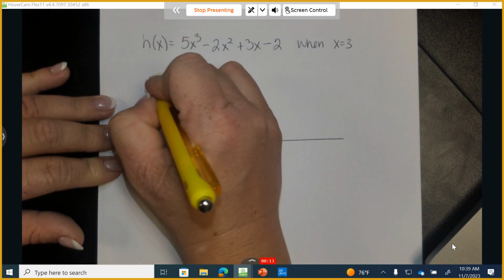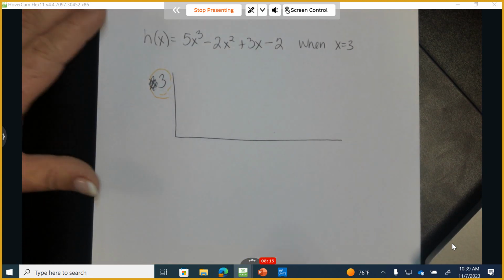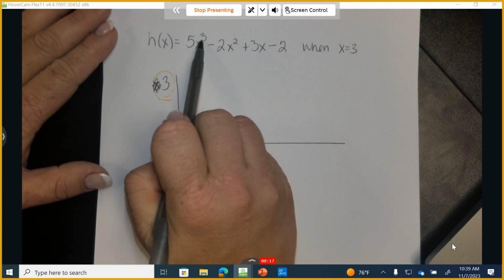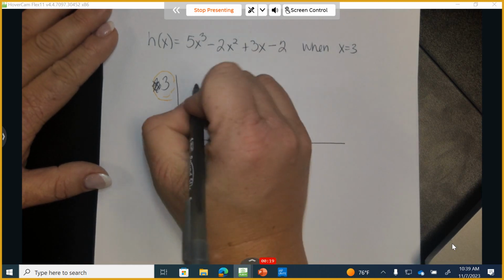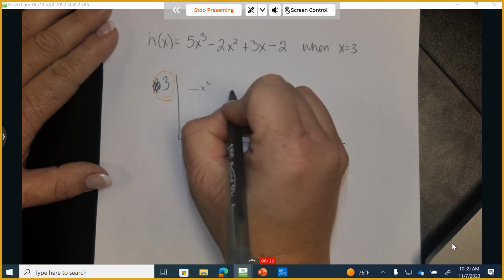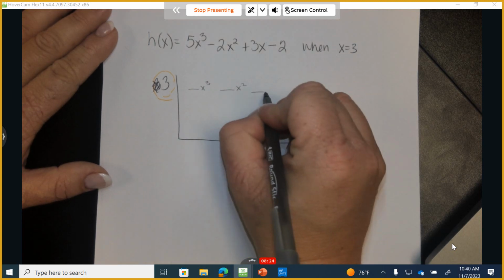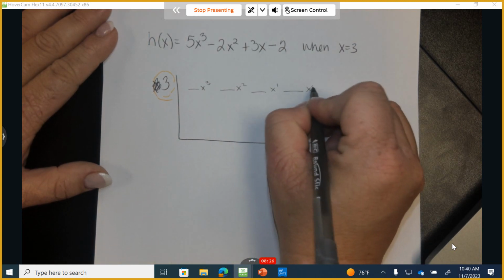I'm going to choose to put something that stands out. You don't have to. I identify the highest exponent, which happens to be a 3. So there's going to be something to the third, to the second, to the first, and to the 0.